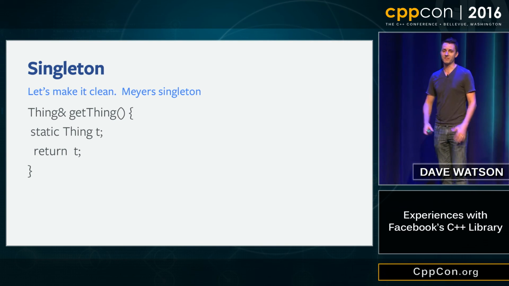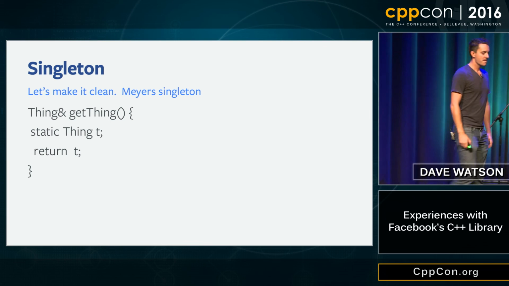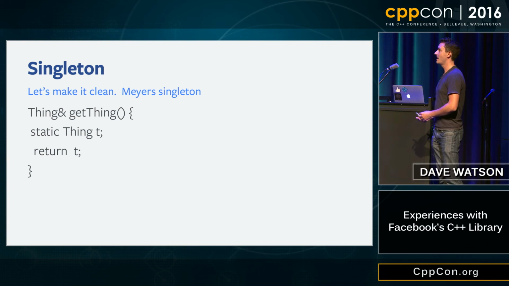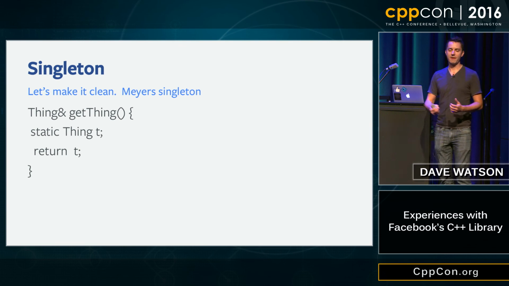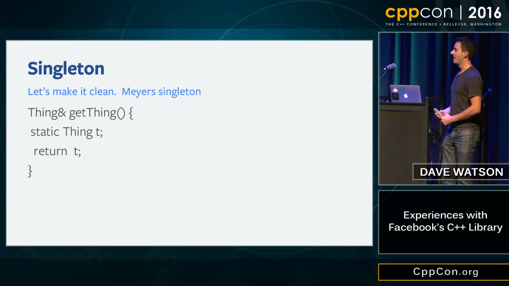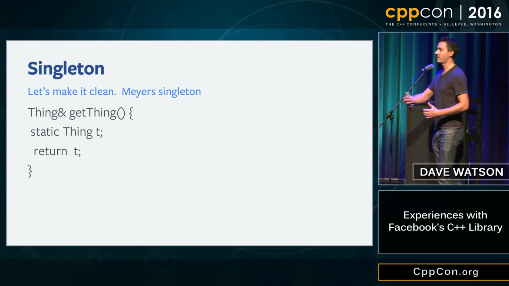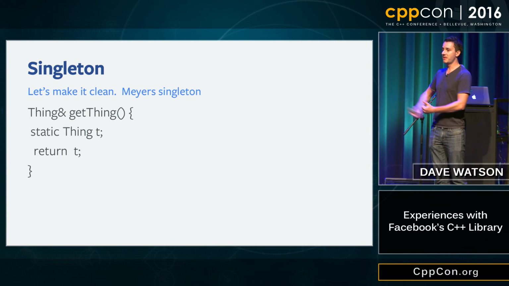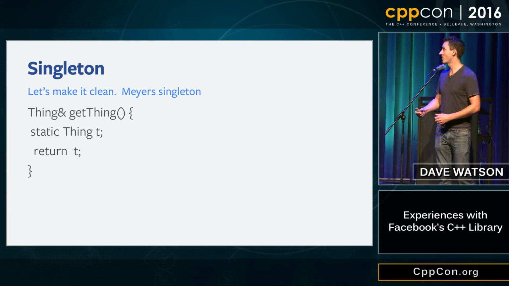There's this thing called the Meyers singleton. Hopefully you guys have all heard of the Meyers singleton. You just have a static item in your method and you return a reference to it. And this works great. It works great in the context of the C++ standard. If all you're going to do are things in the standard, you could just do this all day and it will work just well for you.